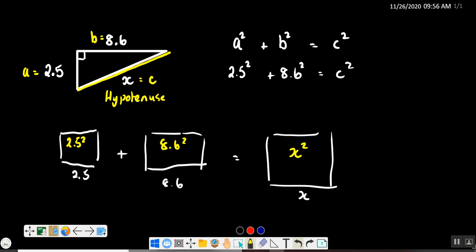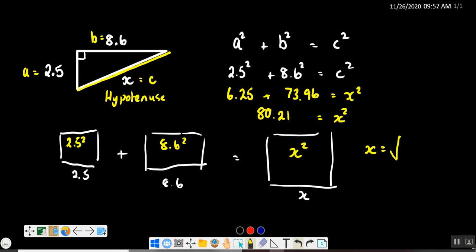So what's 2.5 squared? 6.25 plus 8.6 squared? 73.96. That will equal x squared. So that's 80.21. Okay, and then how do we find x then? So x is the square root.